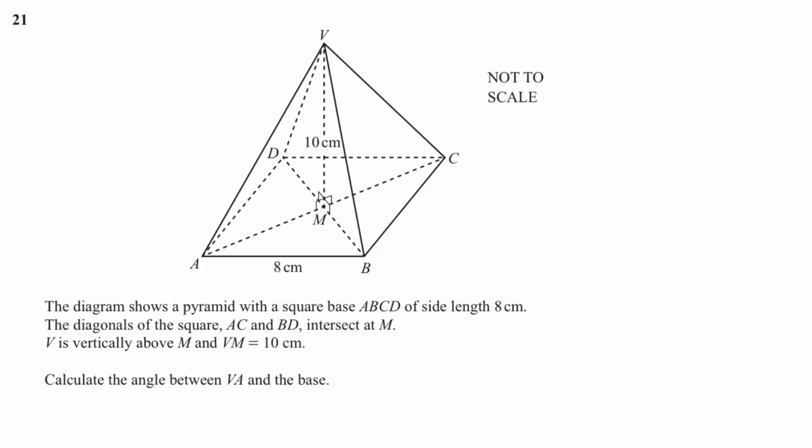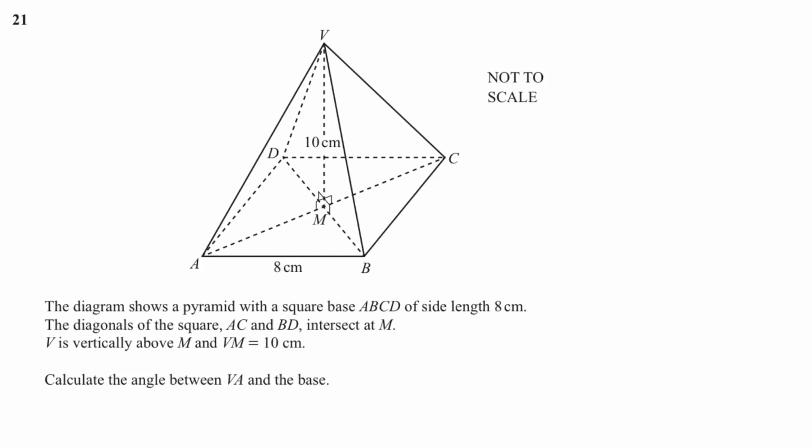In question 21, we have been given a pyramid with a square base ABCD of side length 8 centimeter. The diagonals of the square, AC and BD, intersect at M. It means that M is the midpoint of BD and of AC. V is vertically above M and is 10 centimeter. Calculate the angle between VA and the base. So we need to calculate this angle here.